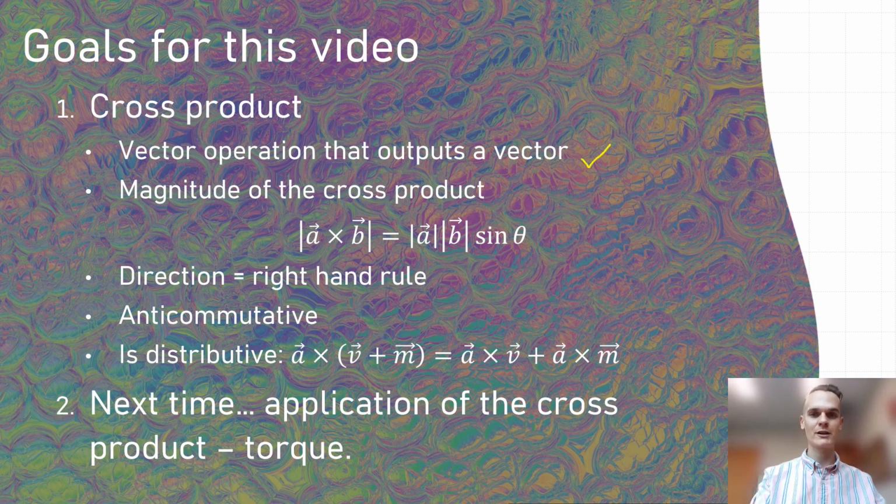It is a vector operation that outputs a completely new vector. We can calculate the magnitude of the cross product using the parallelogram method, or calculate it explicitly. In order to determine the direction of the cross product, we use the right-hand rule. The cross product is anti-commutative, so the order of the cross product matters. And something that we didn't prove, but is true, is that the cross product is distributive.